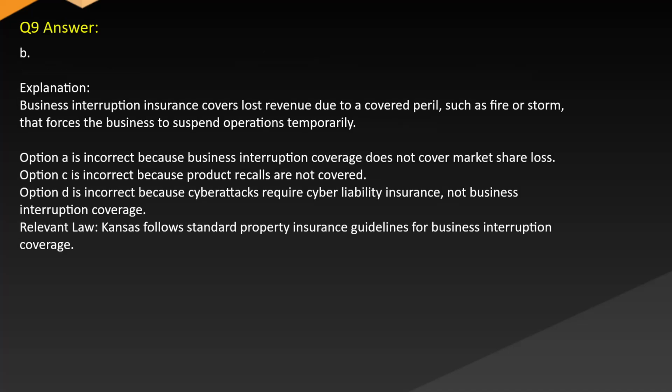Answer: B. Explanation. Business interruption insurance covers lost revenue due to a covered peril such as fire or storm that forces the business to suspend operations temporarily. Option A is incorrect because business interruption coverage does not cover market share loss. Option C is incorrect because product recalls are not covered. Option D is incorrect because cyber attacks require cyber liability insurance, not business interruption coverage. Relevant law: Kansas follows standard property insurance guidelines for business interruption coverage.